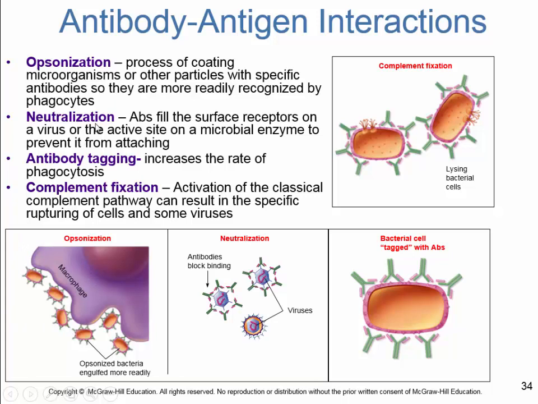Neutralization, however, is when antibodies cover the microbial surface and prevent the microbe from attaching to the host cell. If a microbe cannot attach, it cannot infect. Additionally, there's antibody tagging, which will increase the rates of phagocytosis. The antibody Fc region can be bound by phagocytes, and now phagocytosis is going to increase. Complement fixation is when microbes are coated with antibodies and complement proteins, resulting in the membrane attack complex.